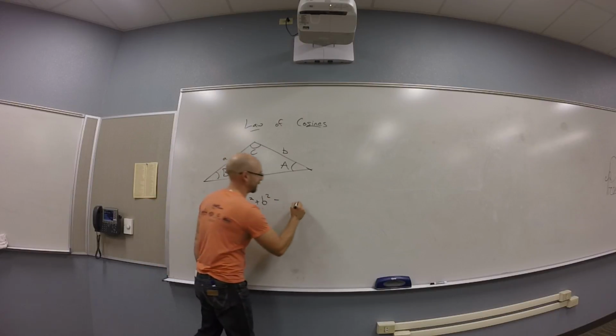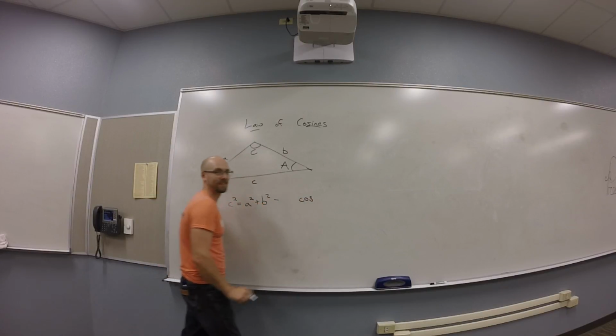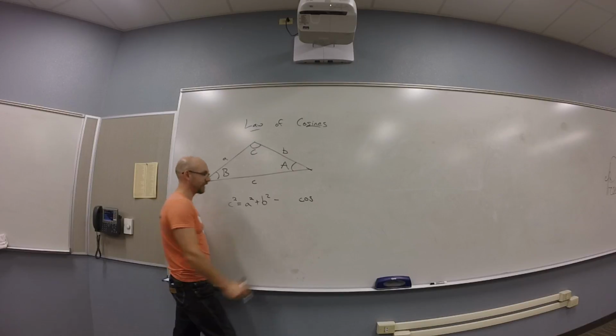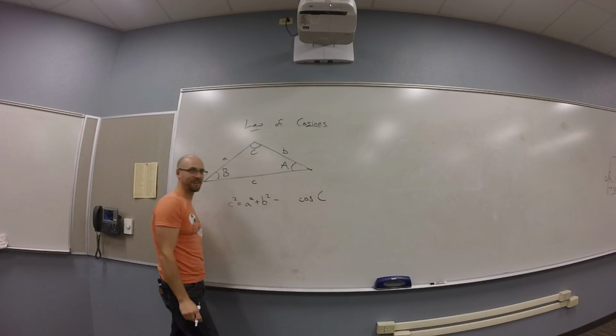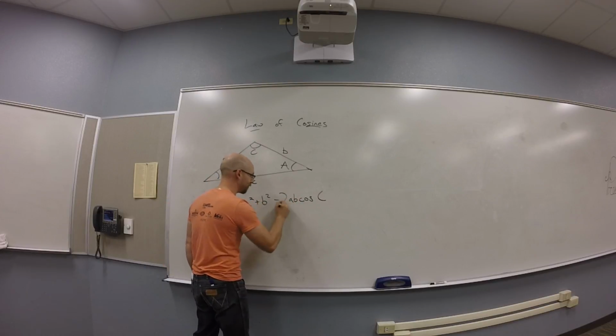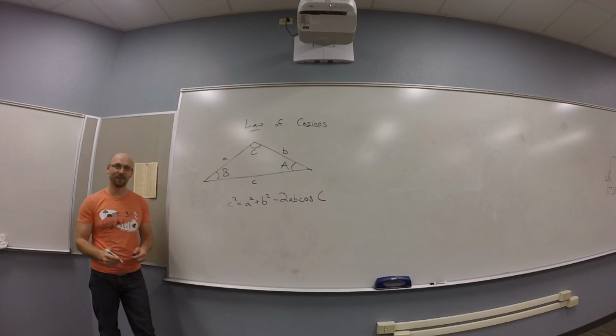There's a cosine. It's not a 4. It's cosine of C, that's for sure. And then there's an AB. There's an AB, 2. Yeah, minus 2AB cosine of C.